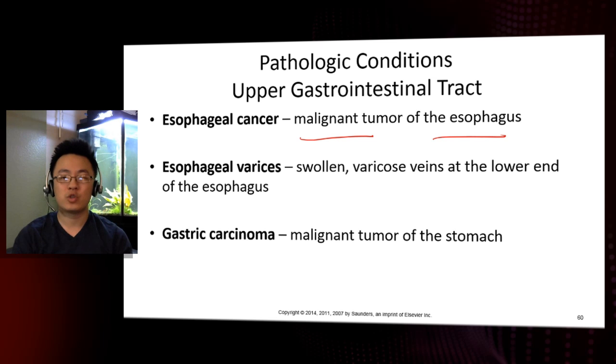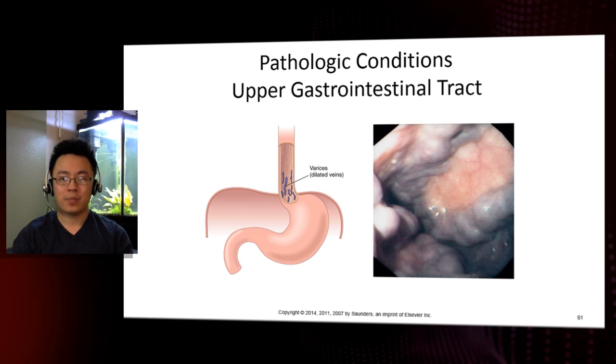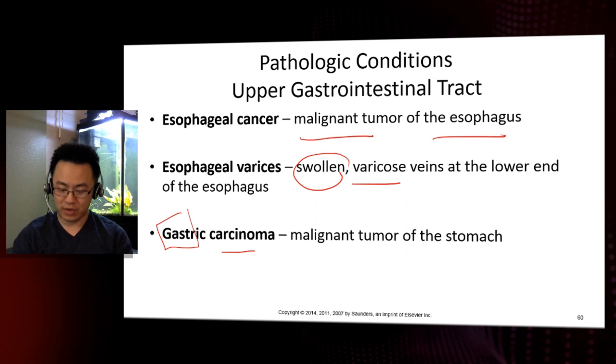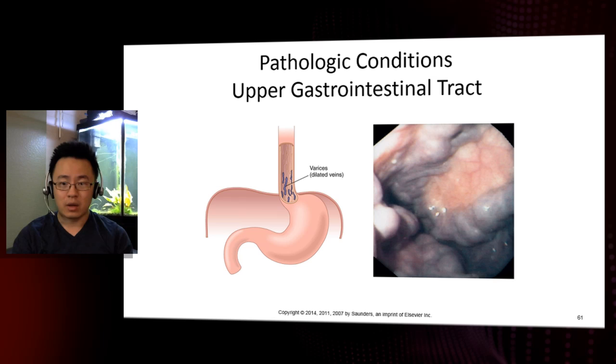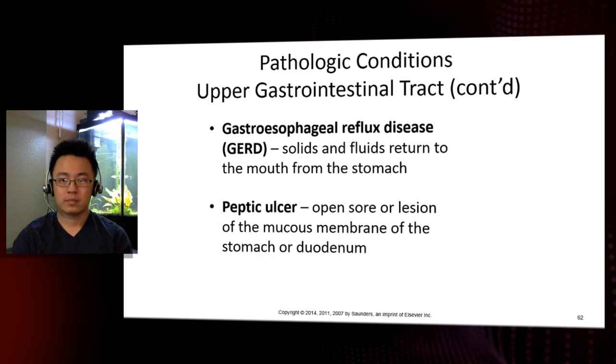Esophageal varices is when you have swollen varicose veins at the lower end of the esophagus, and of course gastro means stomach. Gastric carcinoma means malignant tumor of the stomach. So as you can see here, the esophageal varices, we have dilated veins that are in there. Gastroesophageal reflux disease, or GERD, I definitely would want to know this one, is when you have solids and fluids return to the mouth from the stomach. And then another one here is peptic ulcer, which is an open sore or lesion of the mucous membrane of the stomach or the duodenum.